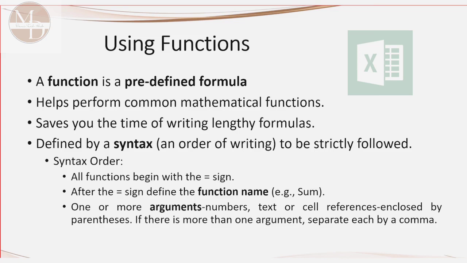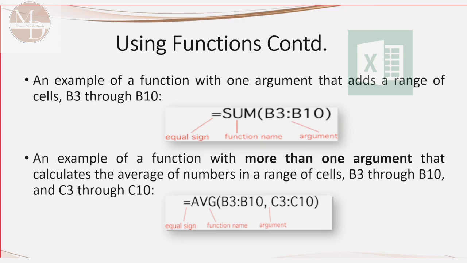Now, all functions must begin with an equal to sign, meaning that no matter what you write, no matter how correct it is, if you don't put the equal to sign, your answer will not come out correctly. After the equal to sign, define the function name, e.g. sum. You can put average, division, multiplication. Then one or more arguments, meaning that you can have multiple arguments in the function. You put your text or reference cell enclosed in parentheses. If there is more than one argument, you separate them by a comma. Let's go further.